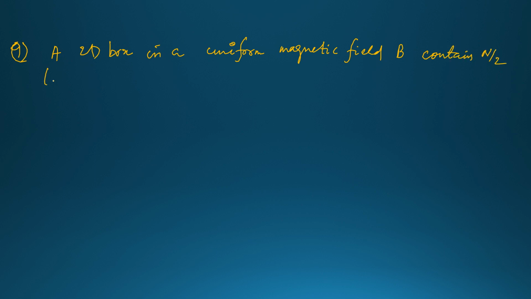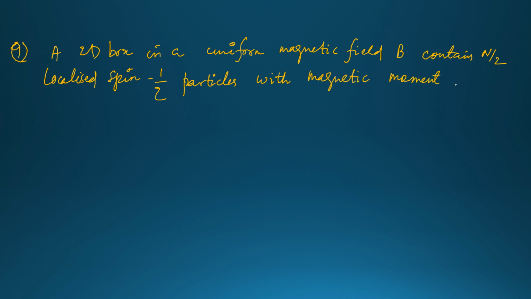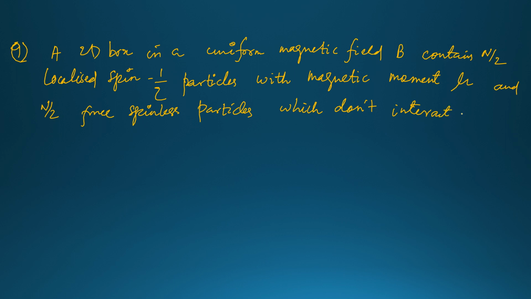A 2D box in a uniform magnetic field B contains N by 2 localized spin half particles with magnetic moment mu, and N by 2 free spinless particles which do not interact with each other.